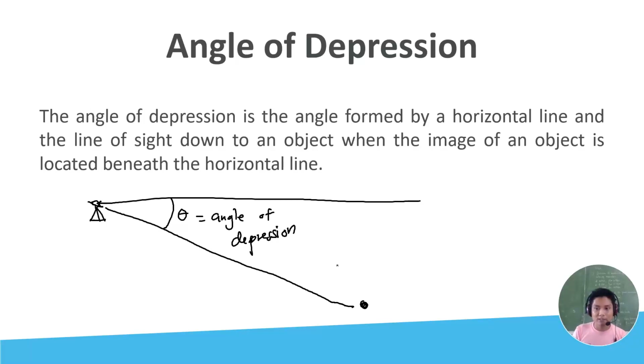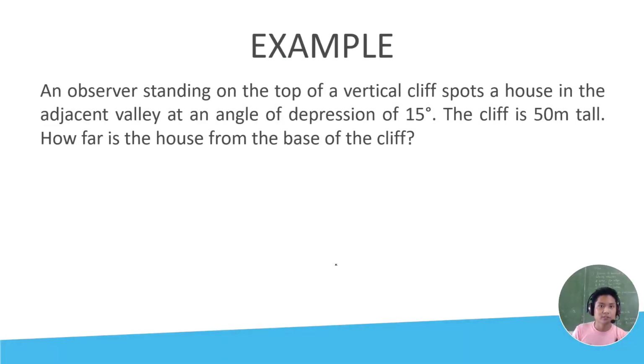Now let's try to solve some problems that involve angle of depression. Sample. An observer standing at the top of a vertical cliff spots a house in the adjacent valley at an angle of depression of 15 degrees. The cliff is 50 meters tall. How far is the house from the base of the cliff?